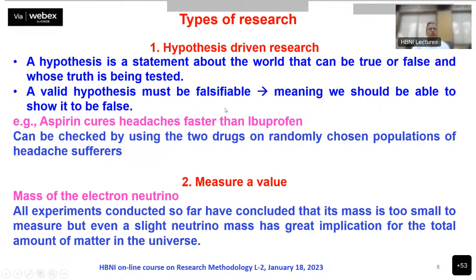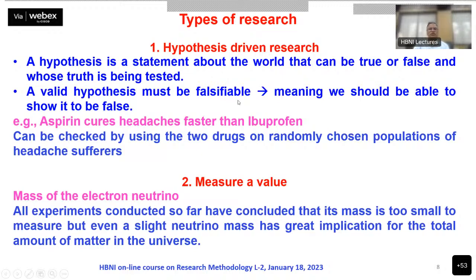Meaning, we should be able to show it to be false. If it is not false, then it is true. So it has two options, like two sides of a coin. Either it is head or tail. So the hypothesis-driven research has this kind of final outcome.